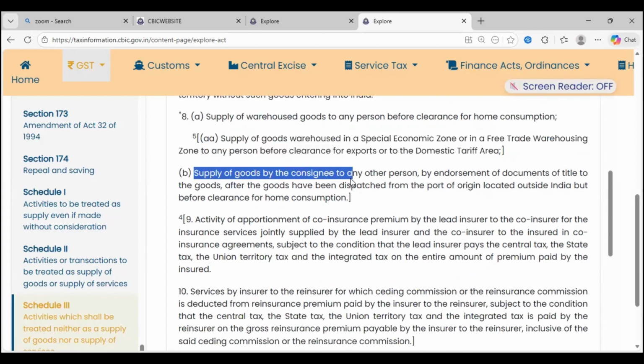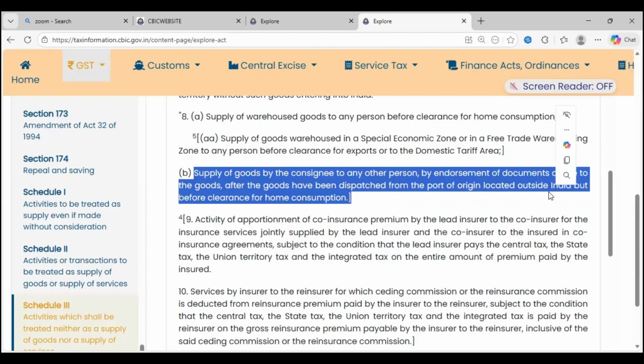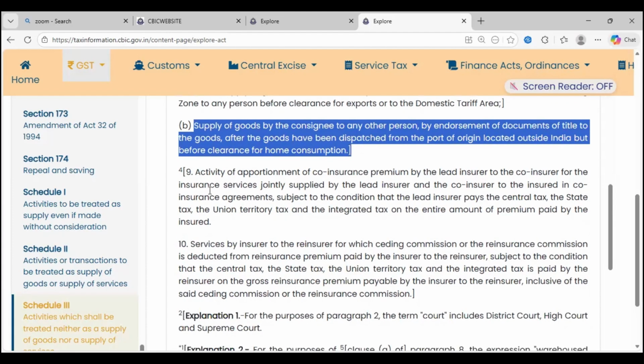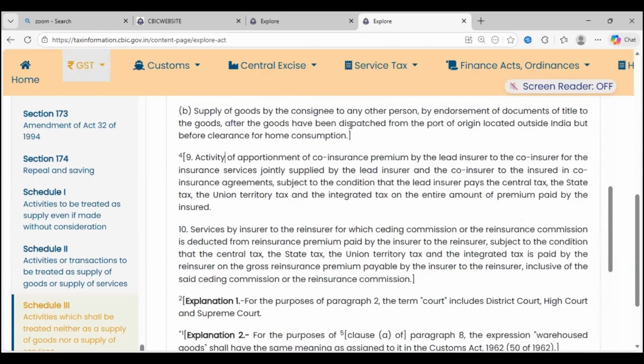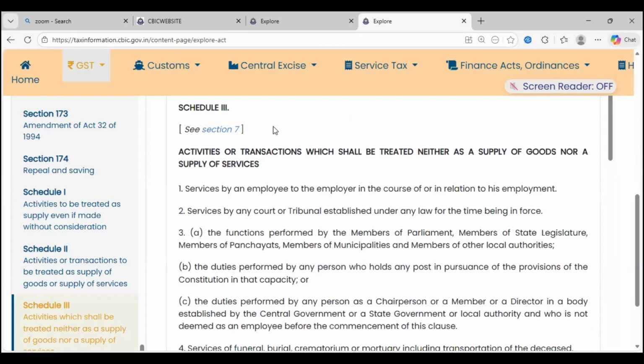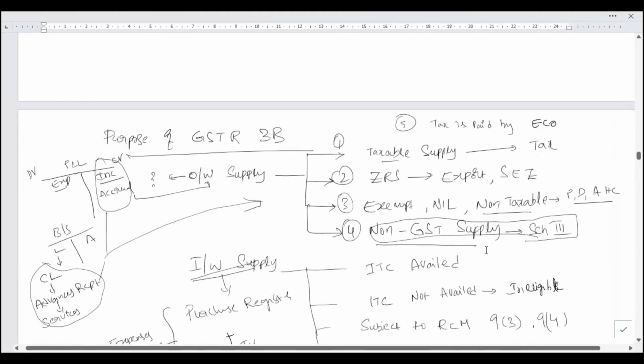Supply of goods by a consignee to any other person by endorsement of documents of title to the goods after the goods have been dispatched from the port of origin located outside India, but before clearance for home consumption. We call this a high sea sale. So that is also not subjected to GST. Activity of co-insurance we will skip, reinsurance we will skip. So these are the transactions they are saying are Schedule 3 transactions. This is where our non-GST supply, Schedule 3, comes into the picture. Clear?